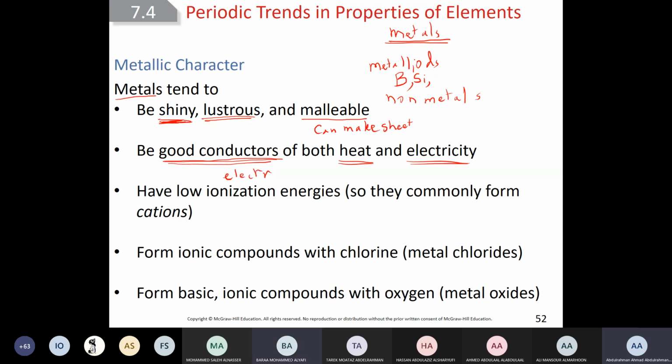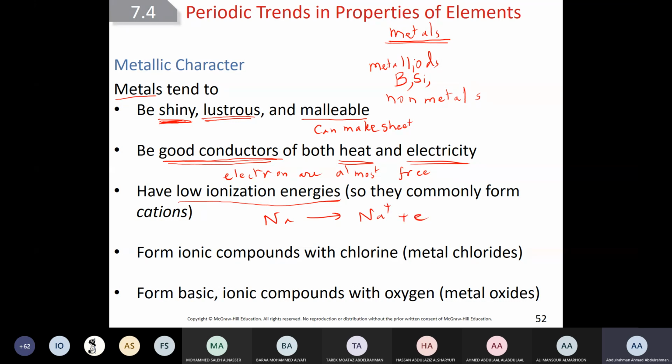Because they have free electrons. Electrons are almost free. Okay. Metals usually have low ionization energy. Why is that? Easy to lose electrons. Easy to remove, exactly. Like for example, sodium can easily go to sodium plus an electron.